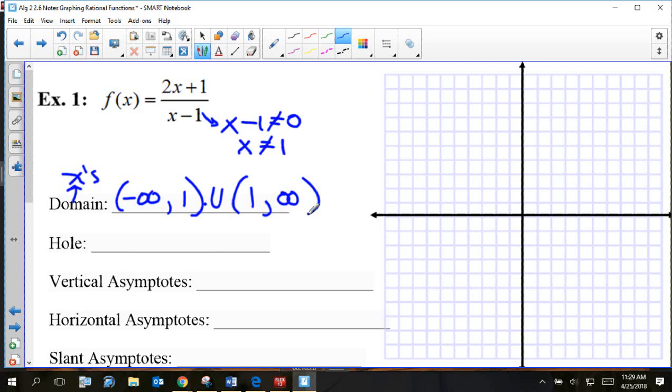I haven't talked to you about holes yet. I showed you a hole, but I haven't talked to you how to get them. The holes come from if you are able to factor and cancel factors, that's going to give you a hole. So we will have an example. We haven't had that yet. So for this, there's no holes.